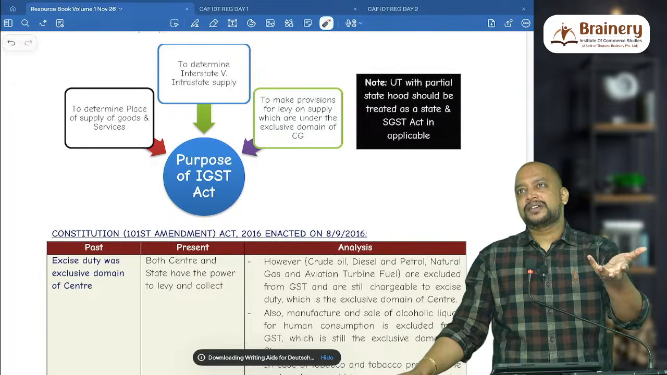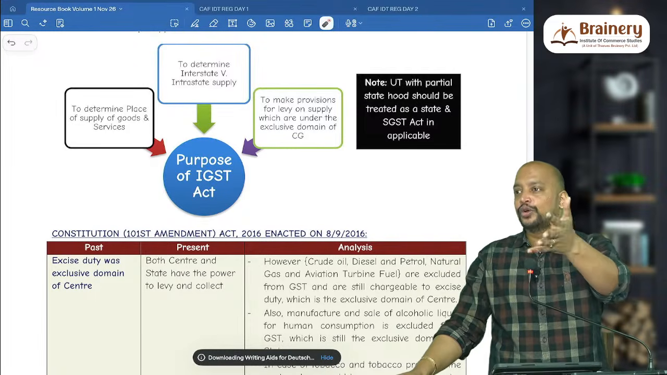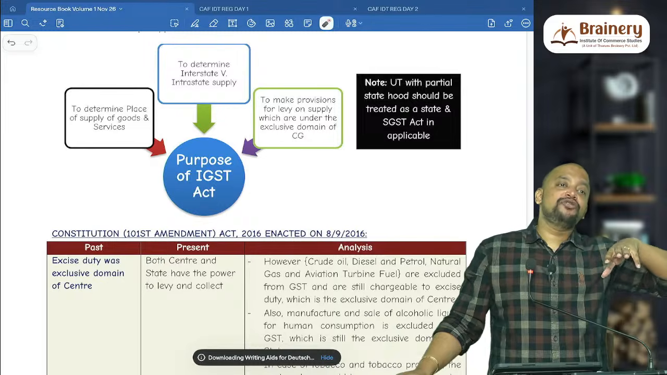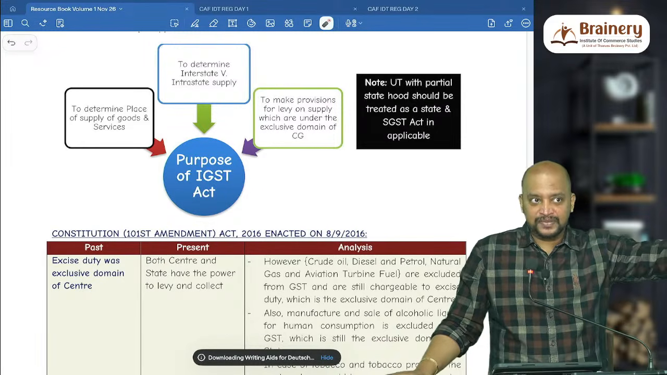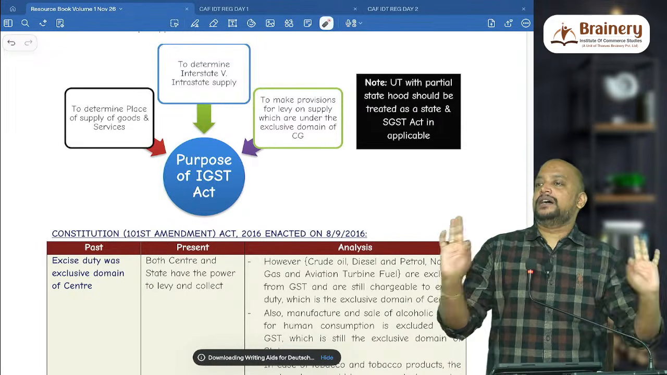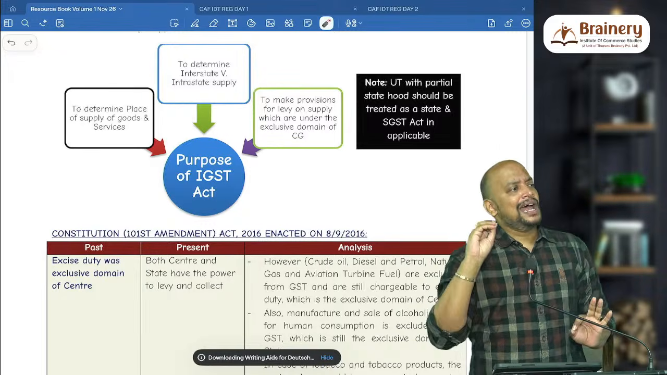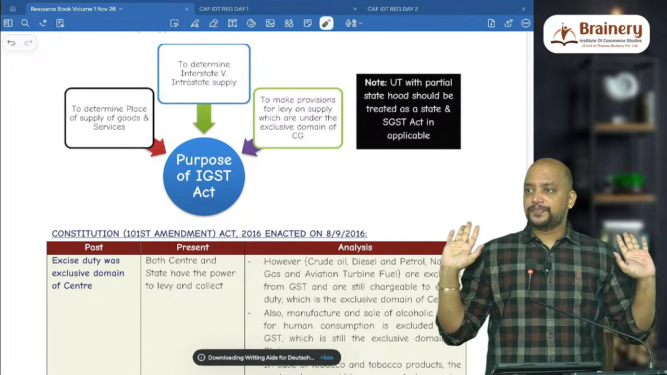So total, somewhere like 24 crores is the liability. 24 crores they paid as IGST. Okay, they did everything properly. They filed it on time, GSTR-3B on time, and they paid. Everything is done.